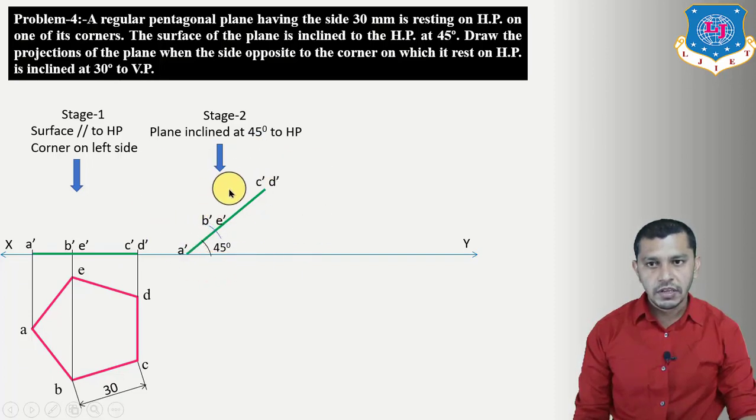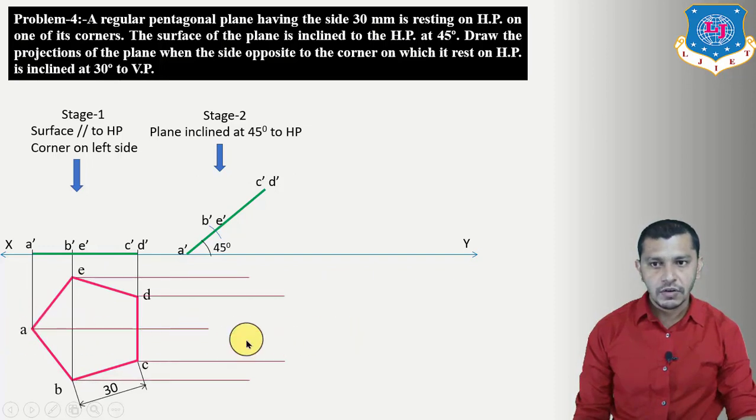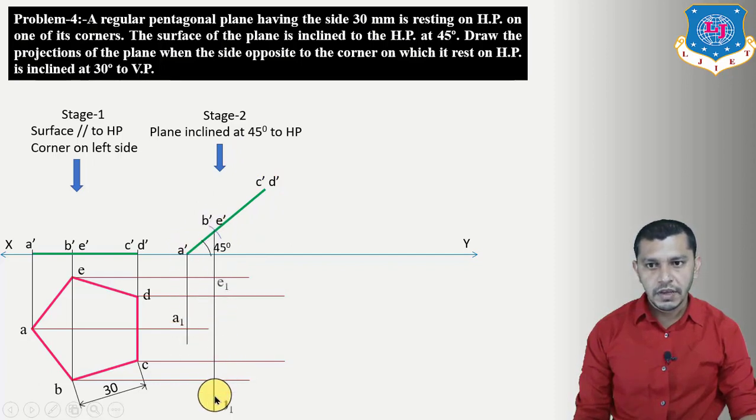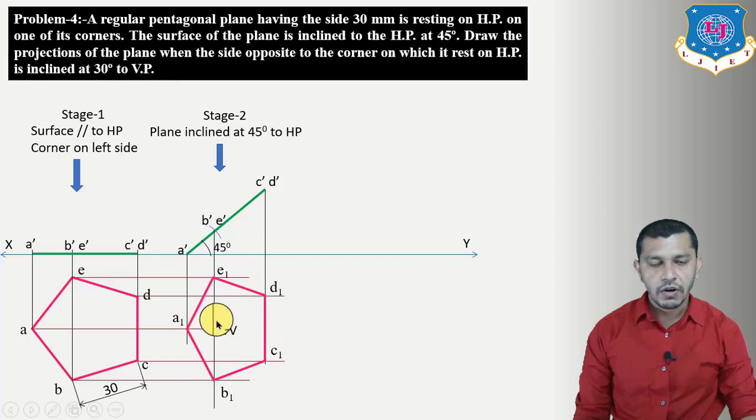Now if you want to draw the plan in the second stage, we have to take the projection of A, B, C, D, E on the right hand side. So draw the projections, or we can say that these are the locus of A, B, C, D, and E. Now draw the projectors of A, B, C, D, E from the elevation. So here we will get A1, here we will get B1 and E1, and here we will get C1 and D1. Now join these points, we will get the plan in the second stage. This will be our final plan or top view.